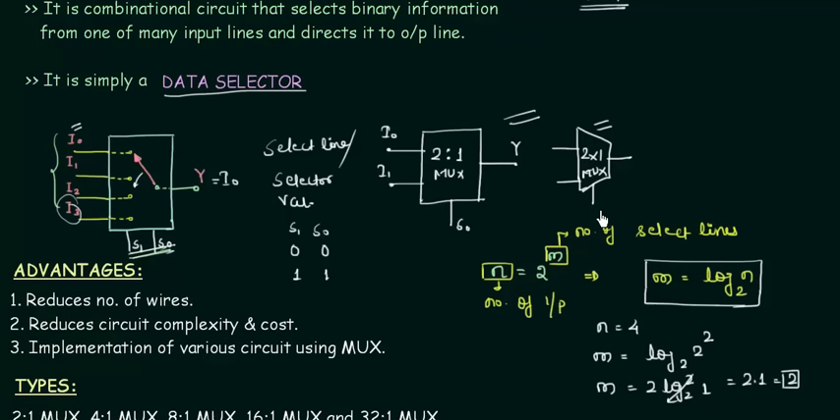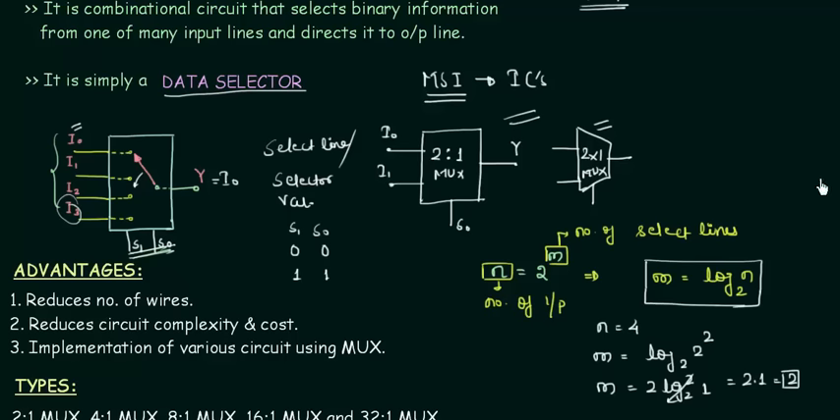Now you might be thinking, why select one input out of many? There are so many uses of these multiplexers. It is a medium scale integrated circuit and it is available in the form of ICs. There are different ICs for different types of multiplexers available in the market, and by using a single IC you can implement various combinational circuits. If you want to implement a half adder, a full adder, a subtractor, or any other combinational circuit, you can simply implement it by using a MUX, a single IC. You don't require many gates. So there may be great advantages of doing this.